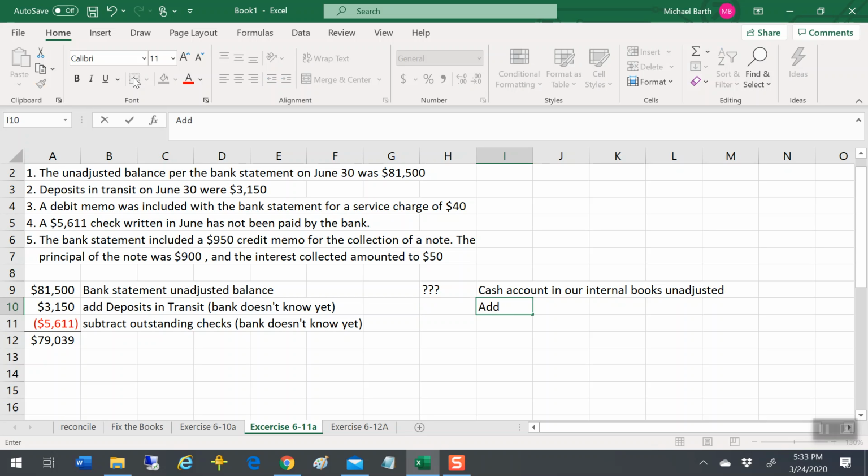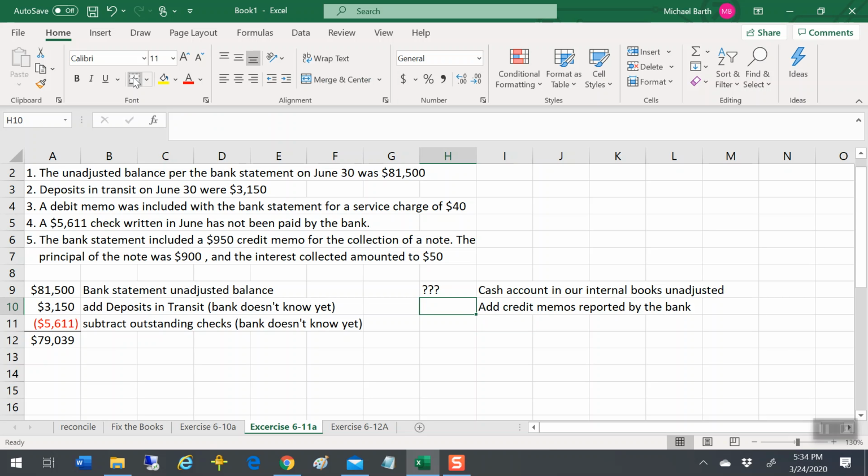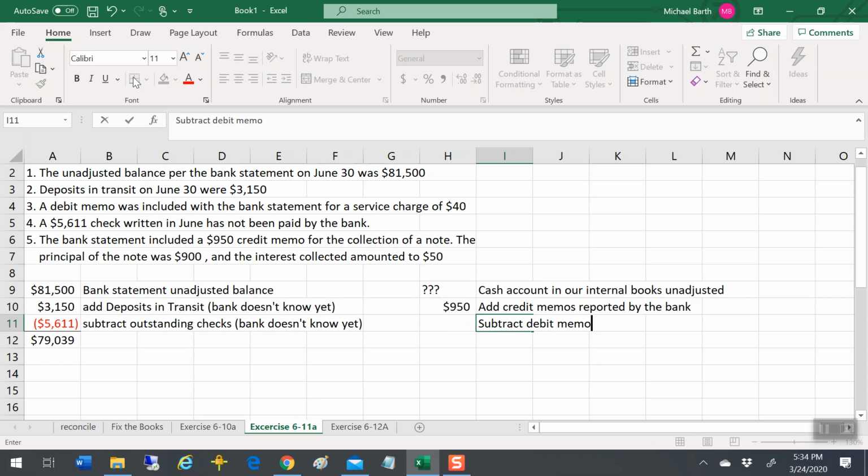We want to add to that, though, any credit memos. The credit memo is stuff reported by the bank that we didn't know about yet. All right, so they said that the bank collected a note for us. The note $900 and interest on the note was $950. So add the $950 from the credit memo and subtract the debit memo. That is that they charged us $40. Oops, like that to stay consistent.